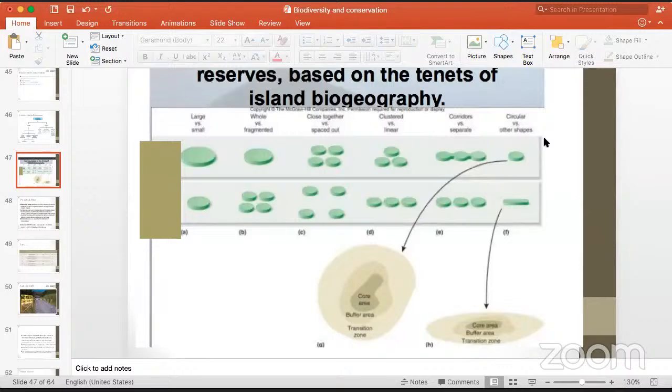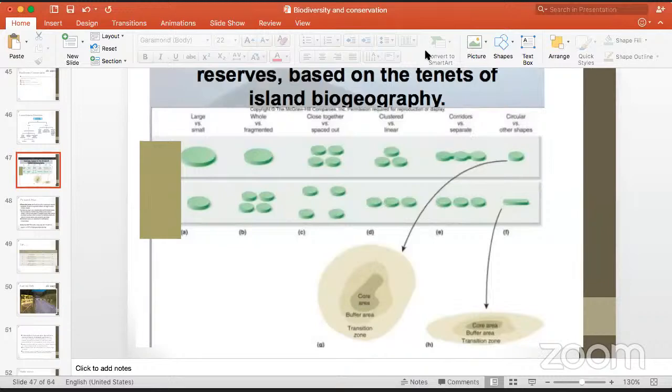Yes, so why do you think it should be that? Why do you think it should be linear? Or why do you think it should be circular? What is your reasoning behind it? Any more students? Yes, okay.